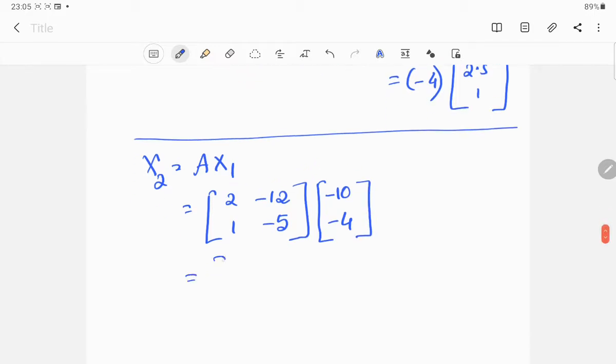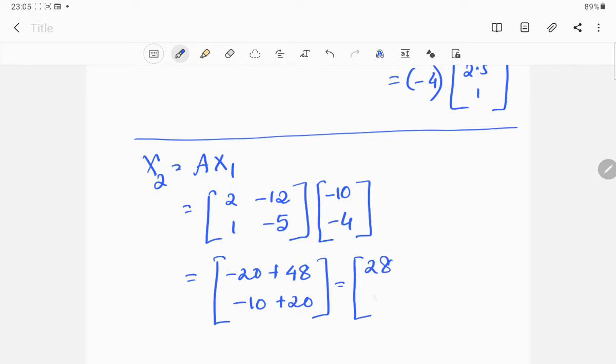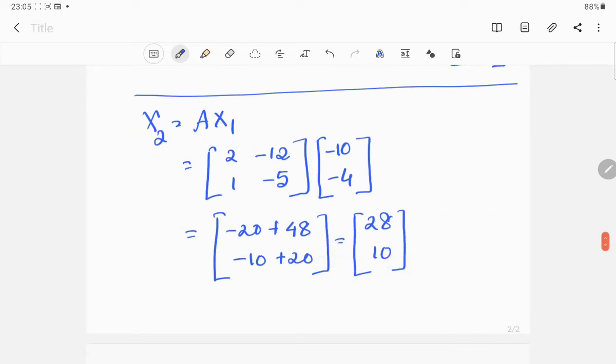Okay, so what does it give? 2 into -10 means -20, and -12 into -4, how much is it? 48. Minus times minus gives plus. Similarly, -10, 20 for the second row. So what are we left with? 28 and 10.